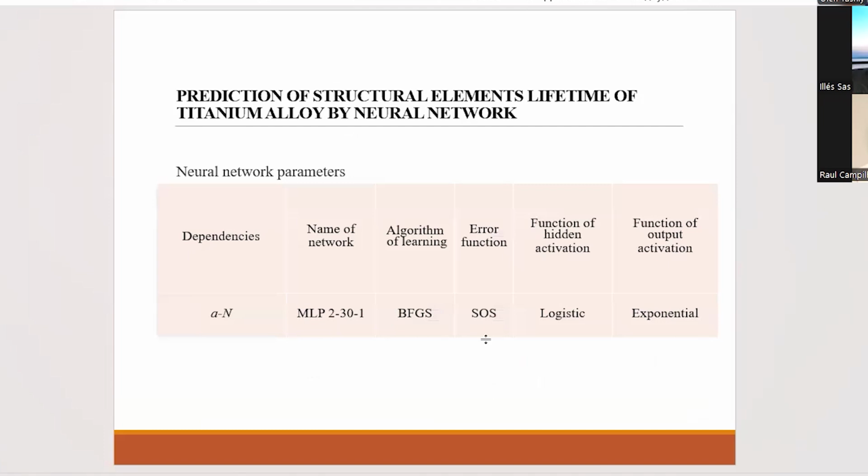So the parameters of the neural network were as follows. We had a multi-layer perceptron with architecture 2-30-1, which means that we had two inputs, which were stress ratio R and number of loading cycles, 30 hidden neurons, and one output, which was crack length. The learning algorithm was BFGS. The error function was sum of squares. The hidden activation function was logistic. The output activation function was exponential.